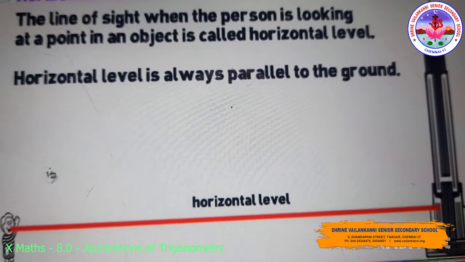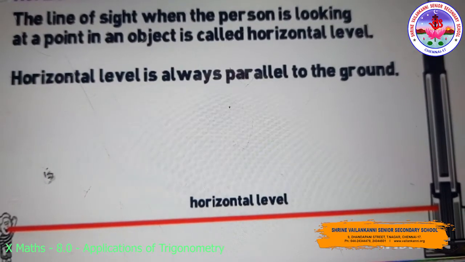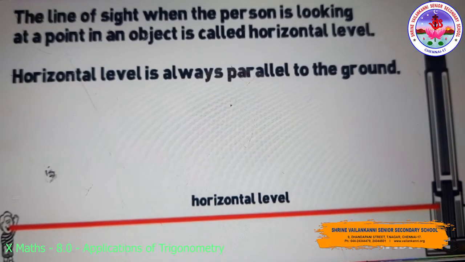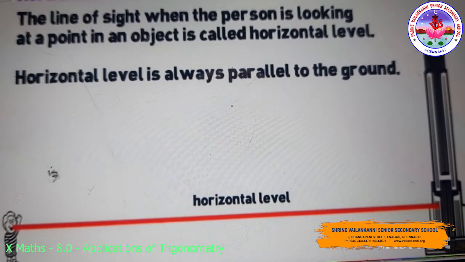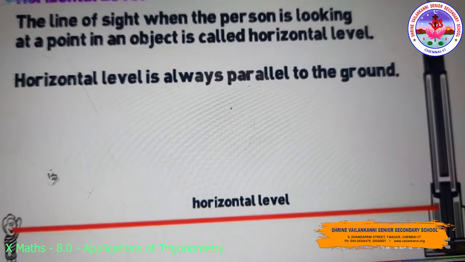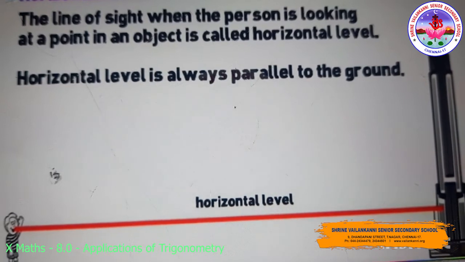Coming to the definition, the line of sight when the person is looking at a point in an object is called horizontal level, where the horizontal level is always parallel to the ground level.